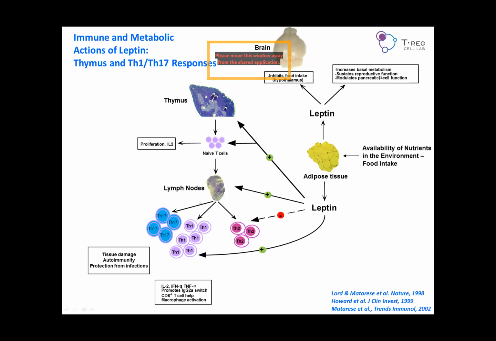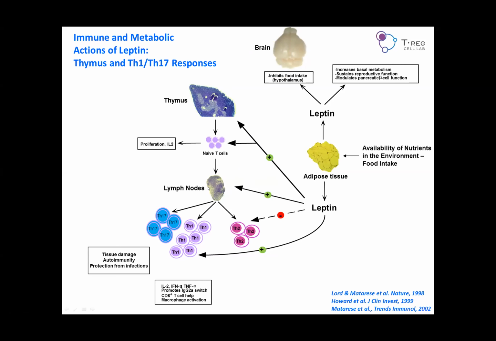Therefore, it's very easy to postulate an equation. If we have no food around, there will be no fat. And in the absence of fat, there is no leptin. And if we have no leptin, we don't produce cell-mediated immunity. On the other side, if we have too much food, too much leptin, because of too much fat, there are too many pro-inflammatory responses in the periphery.